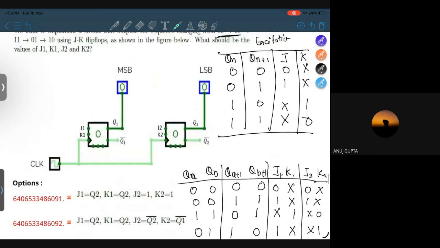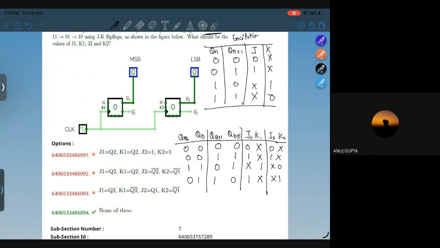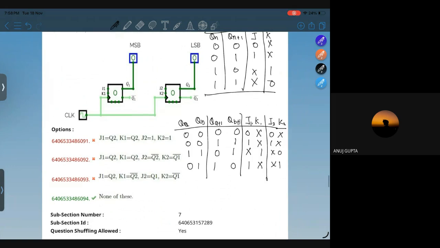Even if we want to get the equation for the whole thing, for this particular table there is no equation possible for J1. For K1, you can directly write 1. For J2 also there is no possible equation. For K2, you can write Q1 complement.